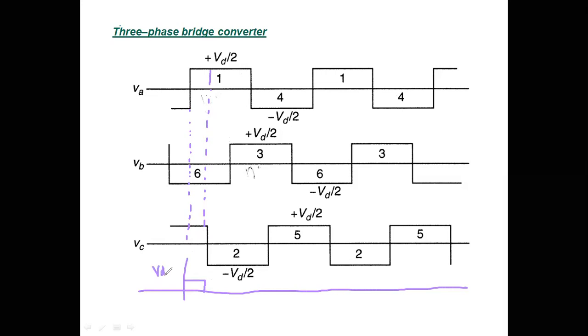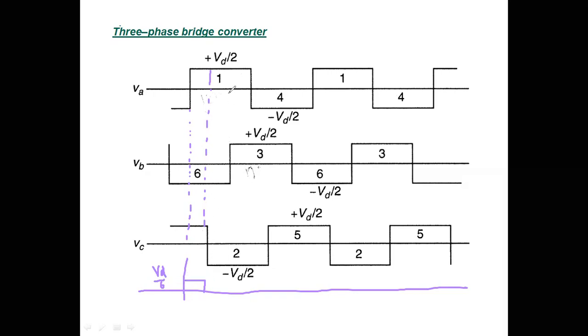How did we get that? Vd by 6 plus Vd by 6, we are just adding these three voltages divided by 3. So this one plus Vd by 2 minus Vd by 2, they are cancelled, and here Vd by 2 by 3 if you take, you will get Vd by 6. So up to this one.